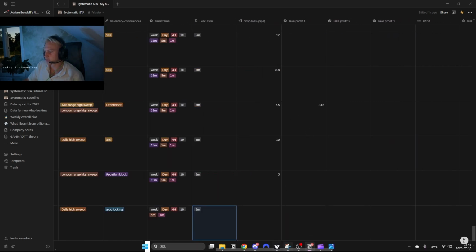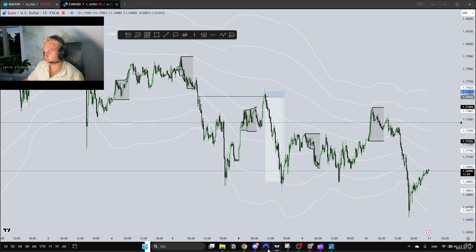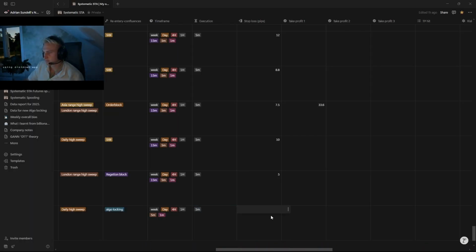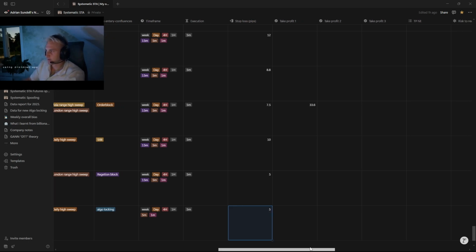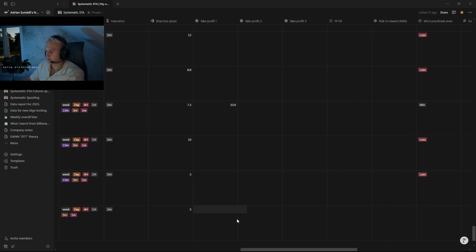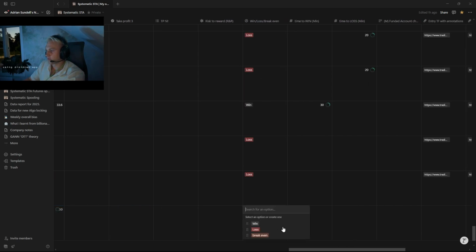The stop loss, how many pips was the stop loss? 4.6, so it was approximately 5 pips. Take profit, of course, was a 1:6, so it was approximately 30 pips of a run. And then, of course, this ended up being a win.